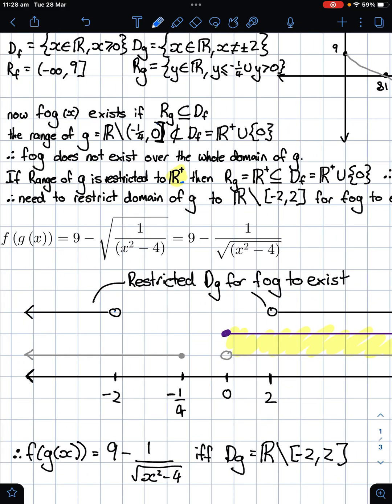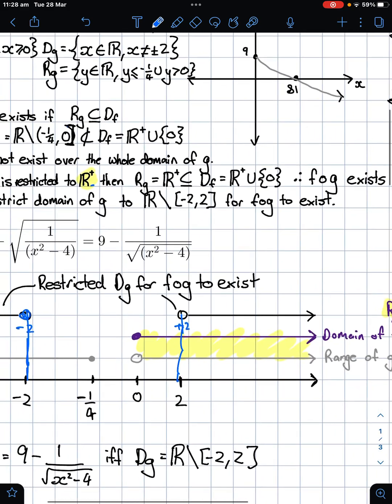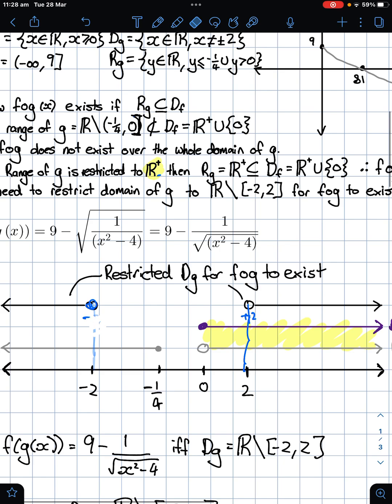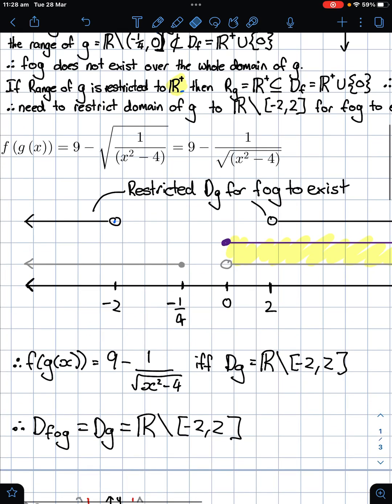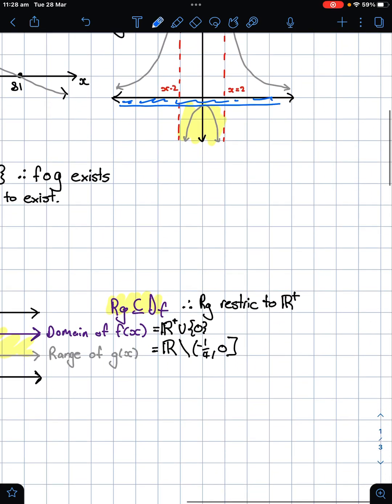We've got -2 not included and +2 here. So you'll notice them there. I'm going to get rid of them. I think they make my diagram look messier. Actually, let's just undo. And so we then state that that is our domain.